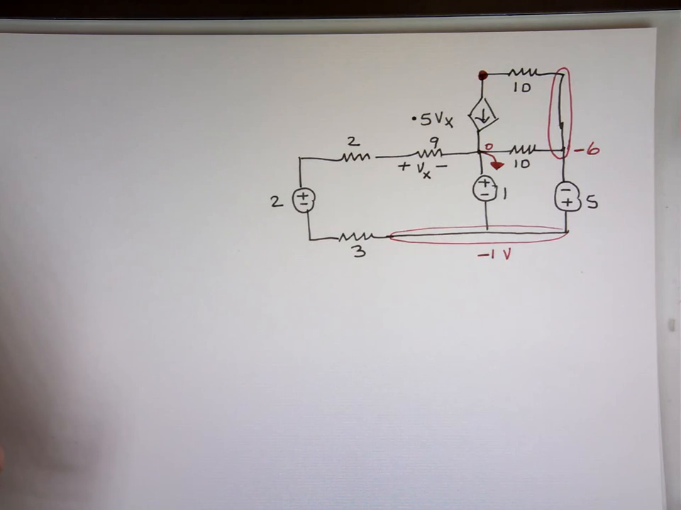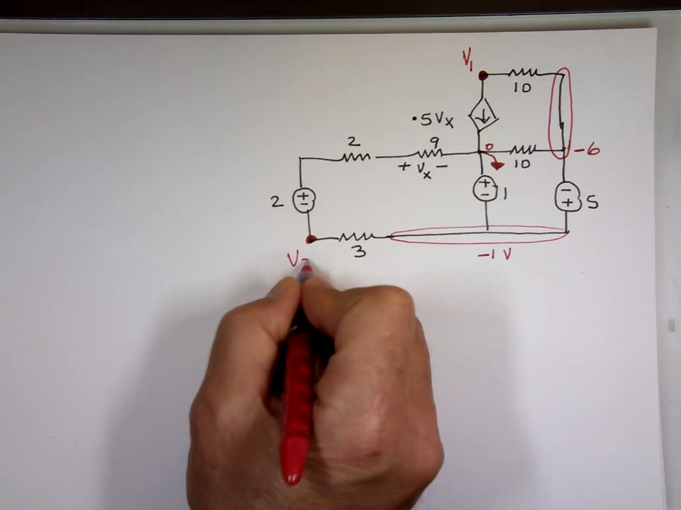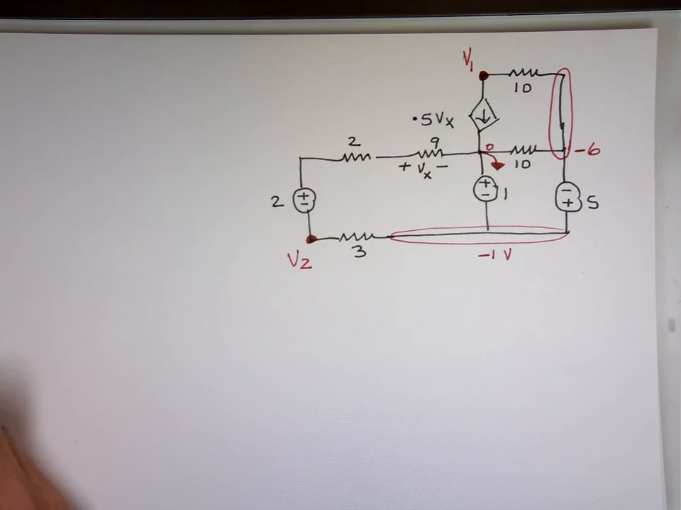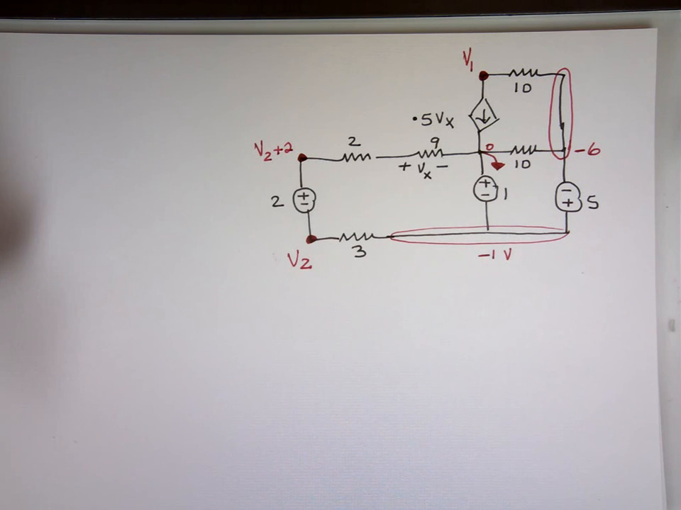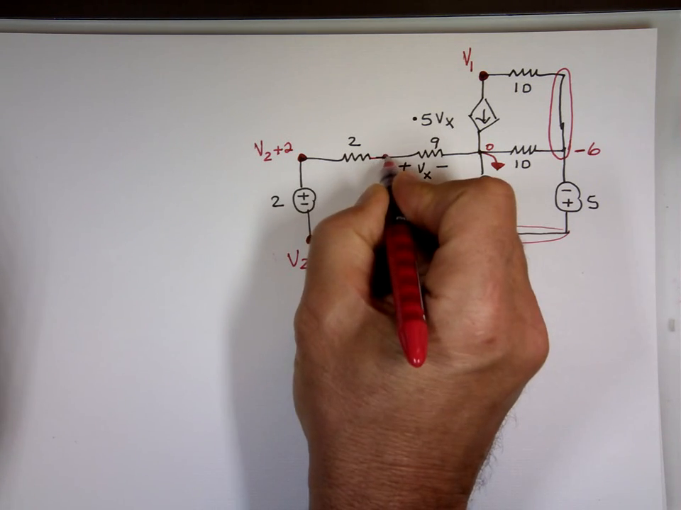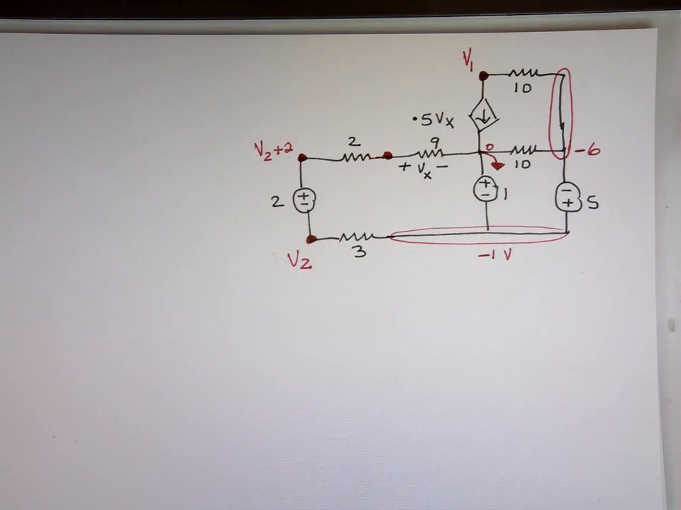Nobody knows, right? So we'll call that V1. What about this end? Does anyone know what the voltage is here? How about V2? What about this node? V2 plus 2, very good. You don't want to write V3, because that means adding another equation. We have one more node, right here. And what's the voltage there? Vx. I'll take Vx.